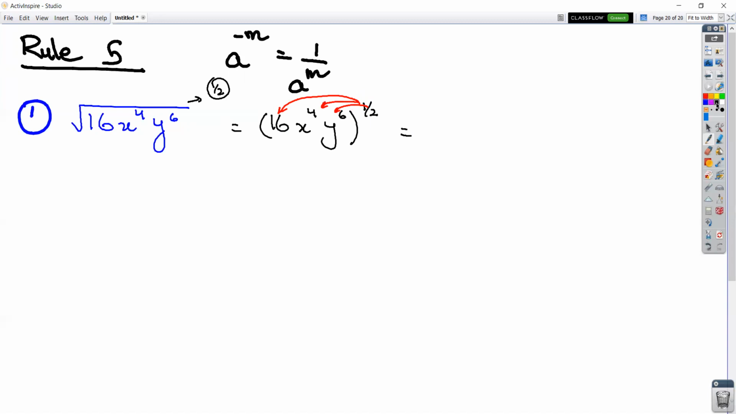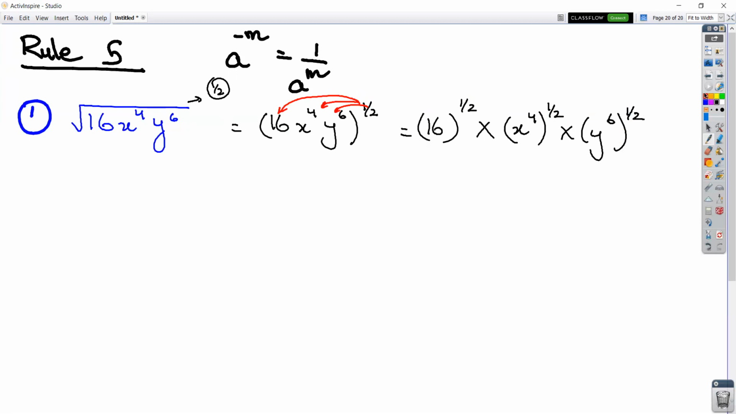To begin with the first one, I'm going to write down 16 to the power of a half, multiplied by x to the power 4 to the power of a half, and then y to the power 6 to the power of a half. Now, the next step is to simplify them.